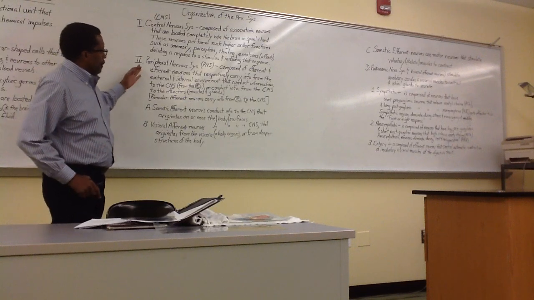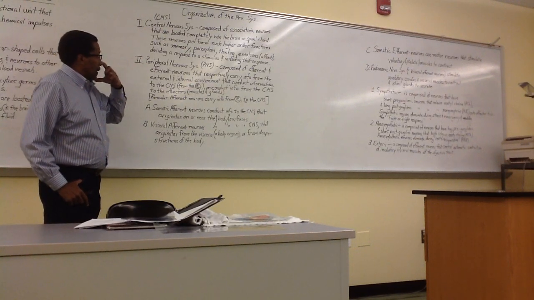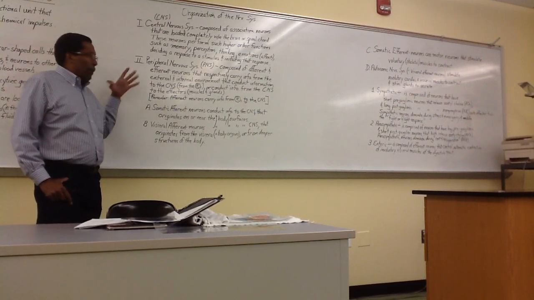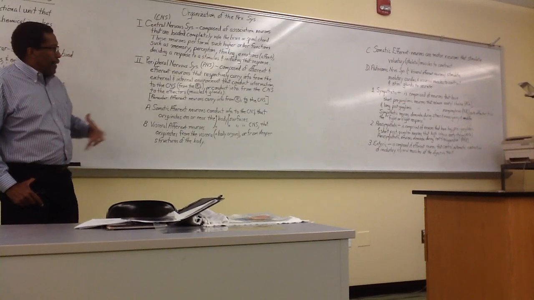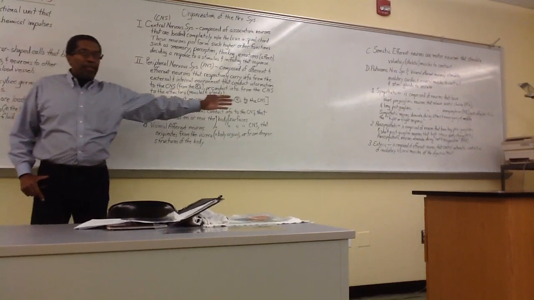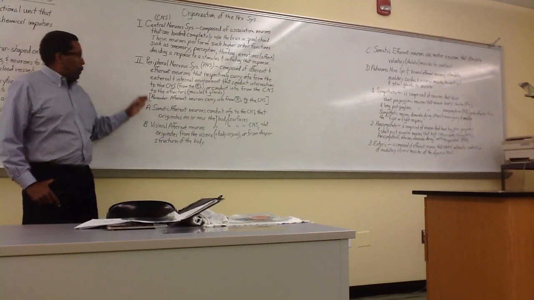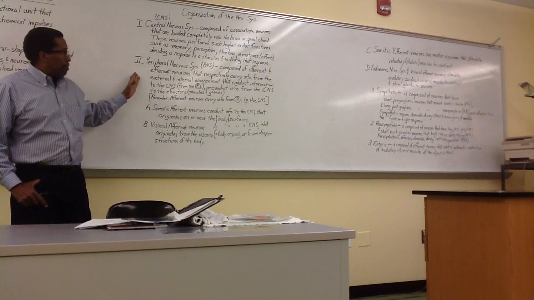Now, the peripheral nervous system will be made up of neurons that are either totally outside of the brain or the spinal cord, or partially outside of the brain or the spinal cord. In other words, their nerve cell body might be in the spinal cord, but their axons might reach outside of the spinal cord, okay? And so those neurons will be a part of the peripheral nervous system.